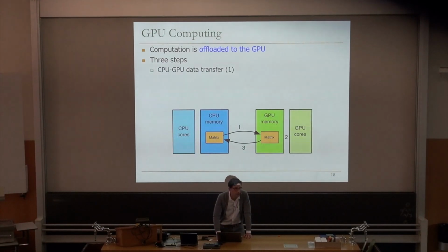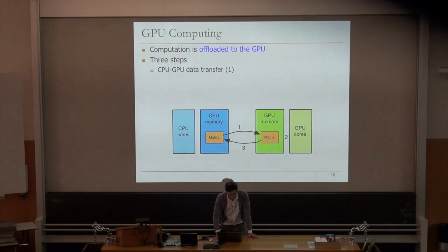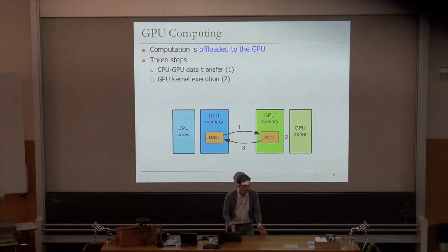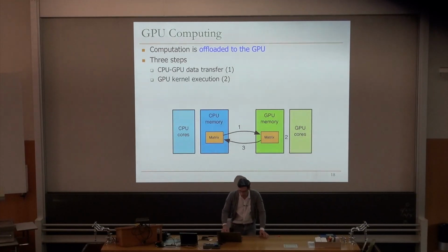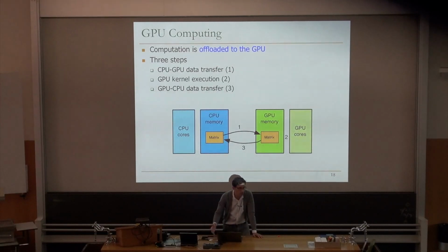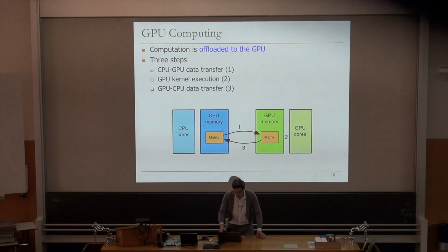The first one is the data transfer from the CPU to the GPU, because we have the input arrays, the input data in the CPU memory, and we want to transfer it to the GPU for the GPU to operate on it. Then we have the kernel execution. When we talk about kernel, what we mean is the function that is executed on the GPU hardware. And the third step is the data transfer from the GPU to the CPU, because we want to move the results that the kernel has produced from the GPU memory to the CPU memory.